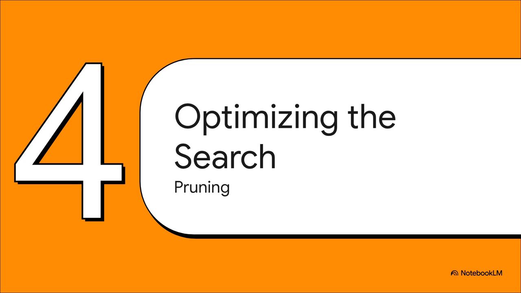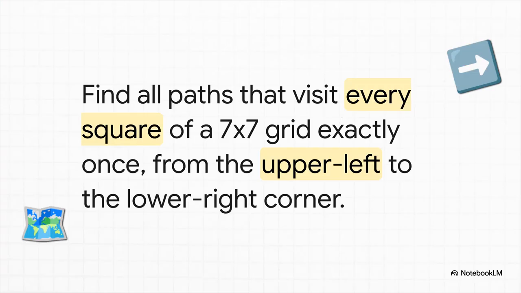But we can do even better. We can get even more aggressive about cutting off those dead-end branches. This is called pruning the search. And the effect? Well, it can be absolutely mind-blowing. To really see pruning in action, let's look at a different problem. The challenge is to find every possible path on a 7x7 grid that starts at the top left, ends at the bottom right, and visits every single square exactly once. Writing a basic backtracking solution for this is pretty straightforward, but its performance is, let's just say, not great.